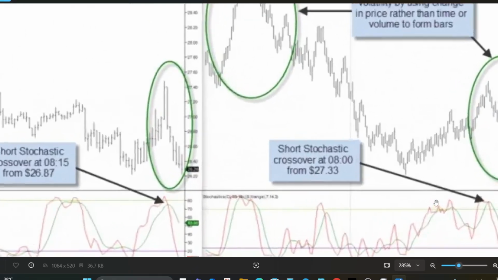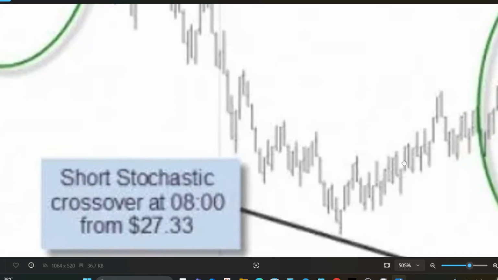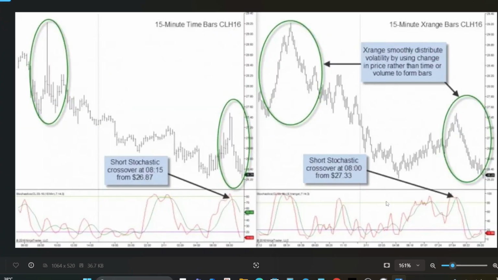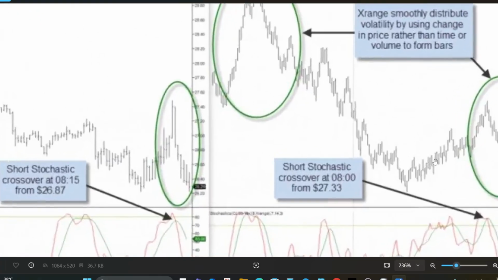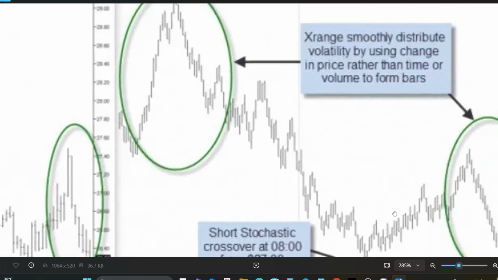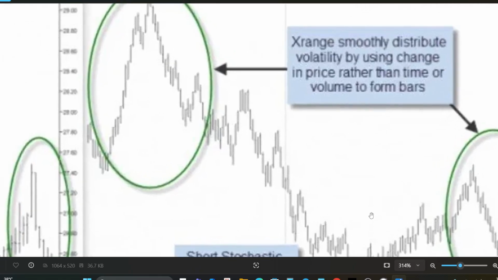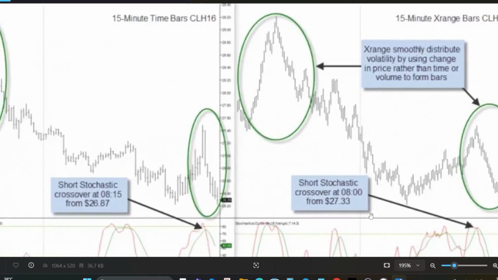Sorry that I couldn't get the indicator on my chart, so that is the reason why I have to just work with what I have on my screen right now. So please pardon me for that.